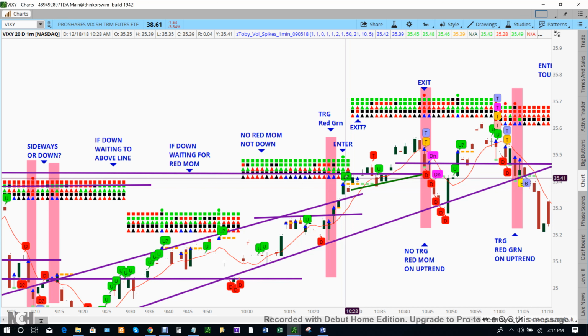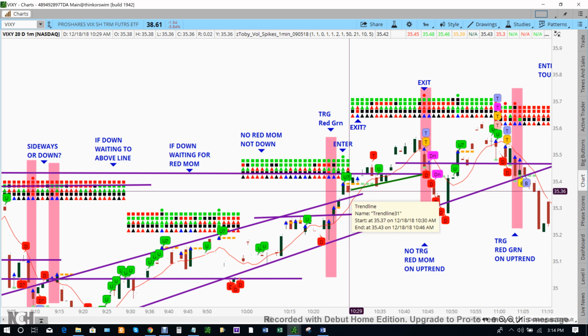And sure enough, we see a red, after the trigger we see a single blue triangle with a green momentum. That's our enter point right there. So we really won't be able to enter till the next candle, which is like right there. So we enter there.